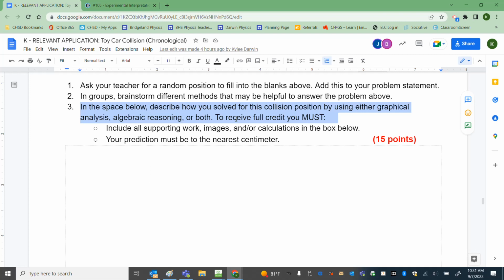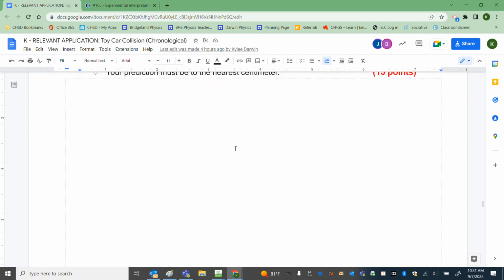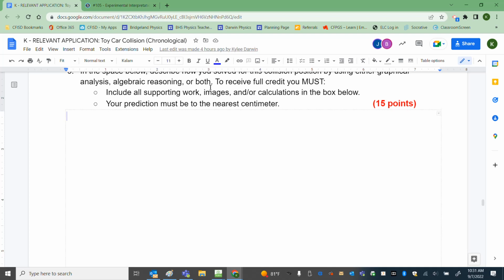But if you want to get full credit, you're going to need to include all of your supporting work, any images and or calculations in the box below. You're welcome to type math in here, but if you're like me, you probably don't like to type math. It's kind of a difficult thing to type. So you can insert an image instead. If you work it out on paper, you're welcome to take a picture of your math or your graph, however you solved it, and insert it into this box. You can do both. You can type and put a picture. You can put the picture and say, we calculated this, my work is above.